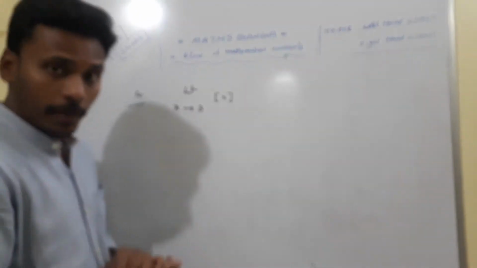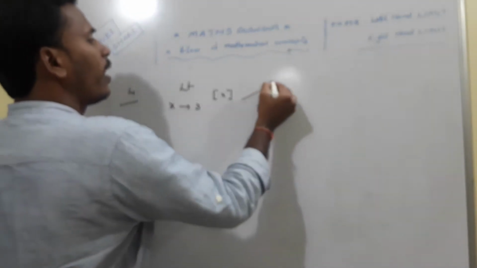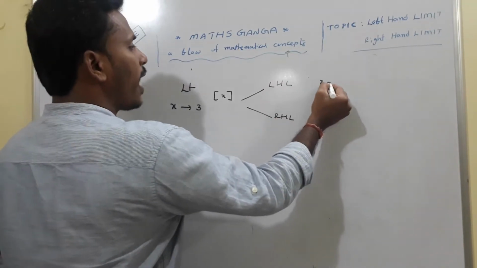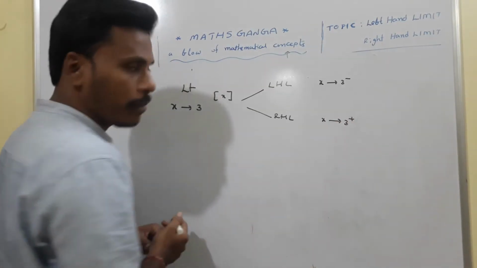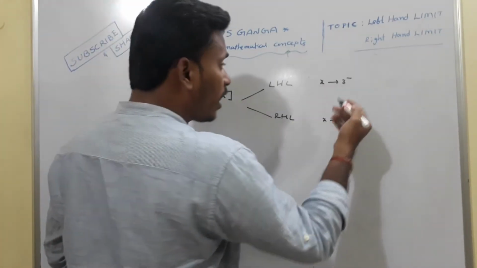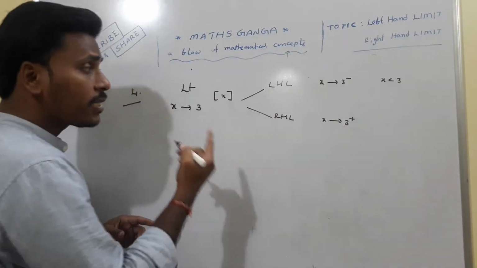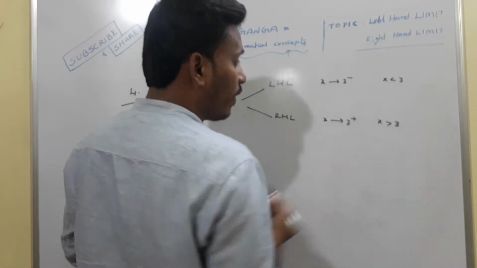We are very familiar with the greatest integer function, that is step x. Dealing with step x is again nothing but finding the left hand limit as well as the right hand limit. The left hand limit is as x tends to 3 minus, whereas the right hand limit is x tends to 3 plus. Since x is running towards 3 from the left side, the value of x is less than 3, and since x is running towards 3 from the right side, the value of x is greater than 3.